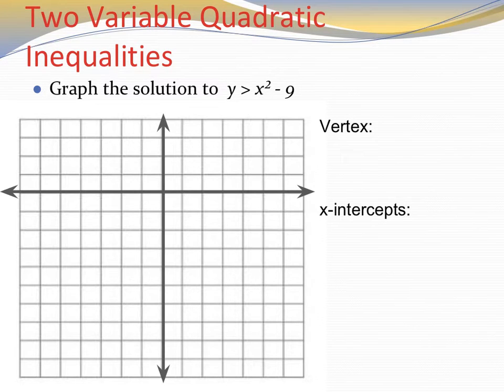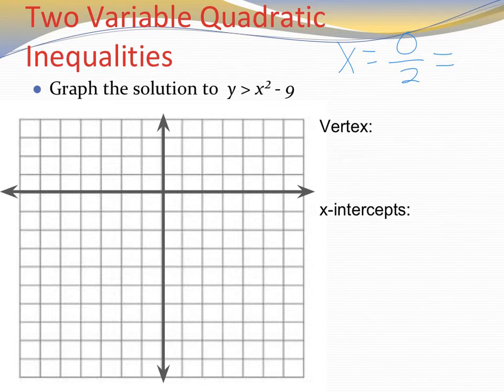All right, let's try this bad boy here. So we've got y is greater than x squared minus 9. Now to find my vertex, I've got to use negative b over 2a when it's not in vertex form. Now I don't have a b, so what do I use? Well, it's going to be x equals 0 over 2 times 1, so 0 over 2.